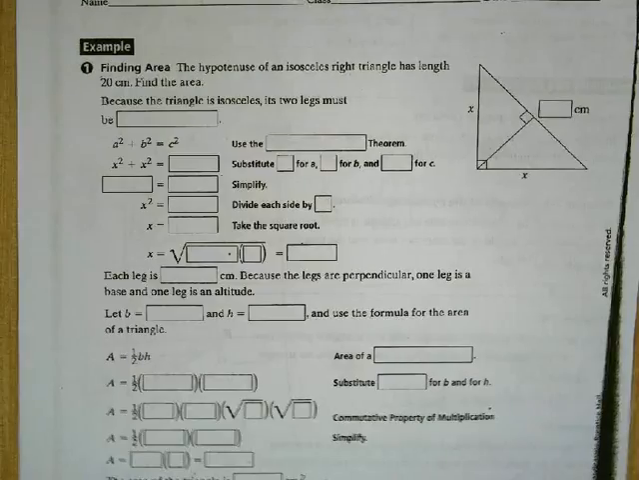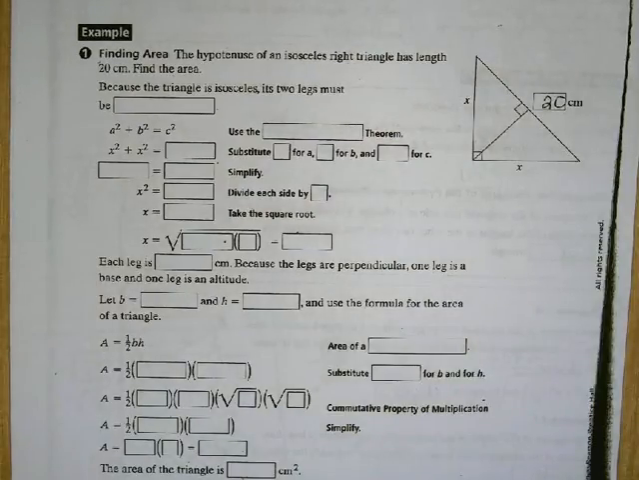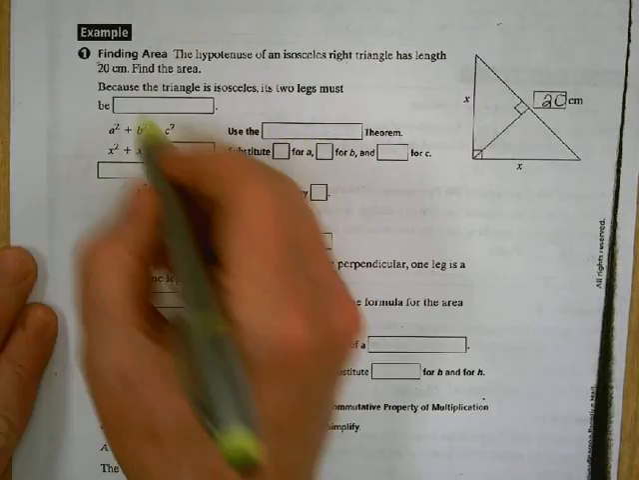The hypotenuse of an isosceles right triangle has a length of 20. Find the area. Okay, so they're telling me that this is 20, and they're wanting me to find the area. Because the triangle is isosceles, what does that mean? What's it mean to be isosceles? Two sides are the same. So the two legs must be congruent.